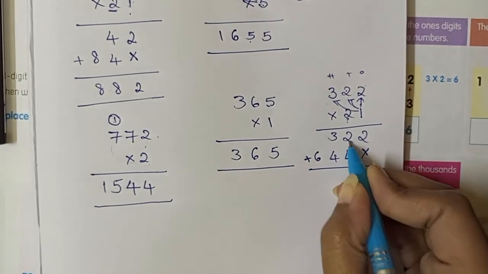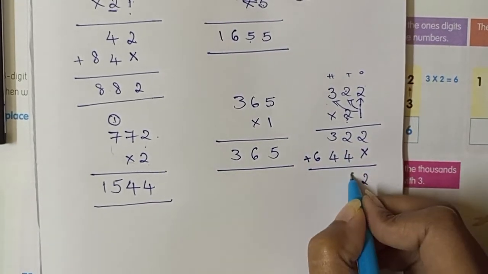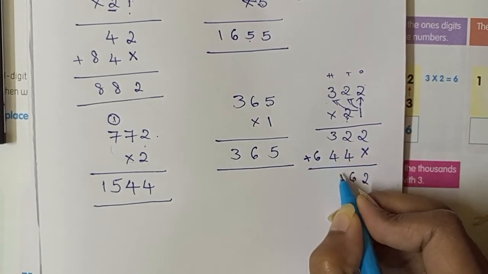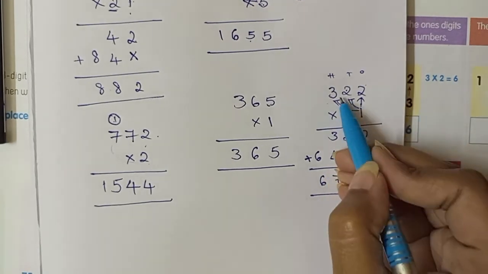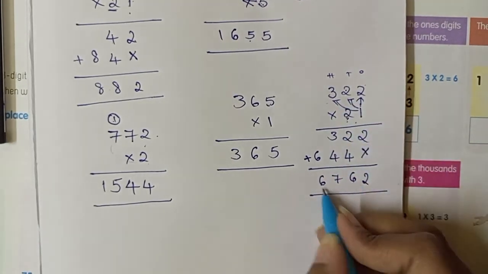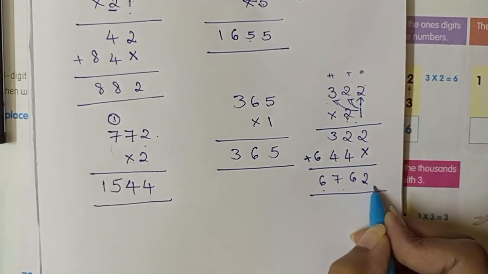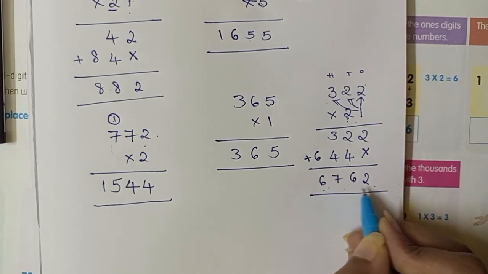We have to do addition here. 2 carry out. 2 plus 4, it is 6. 3 plus 4, it is 7. 6 carry out. So 322 into 21 is 6762.